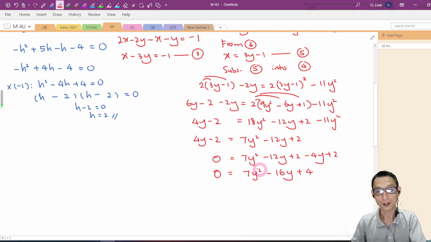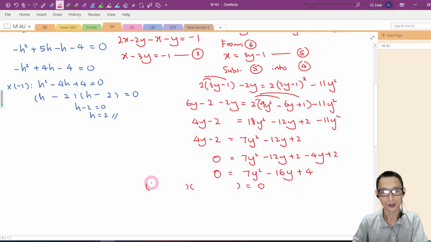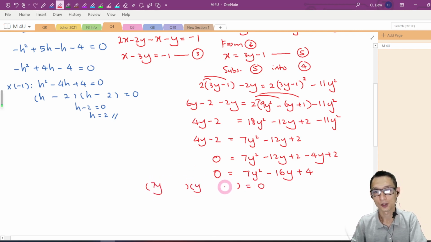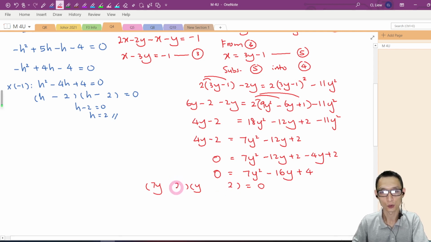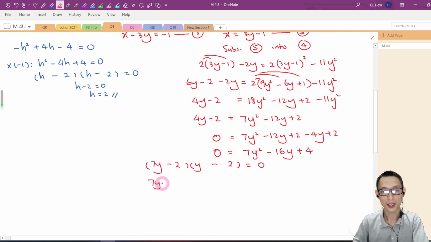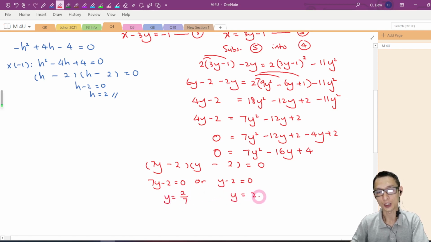Now I'm going to do the factorization for this part. Same thing, if you feel that the number is a little bit big, hard for you to do factorization manually, you can use your calculator to help you. So this is 7y times y. So 2. Okay, let me double check. Correct. So 7y minus 2 is equal to 0, or y minus 2 is equal to 0. So from here we know that y is equal to 2 over 7. From here y is equal to 2.